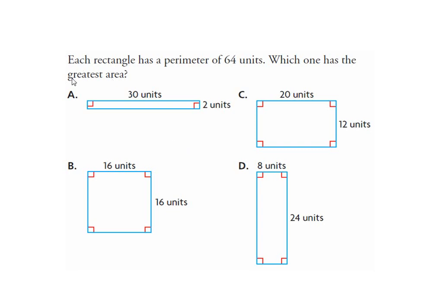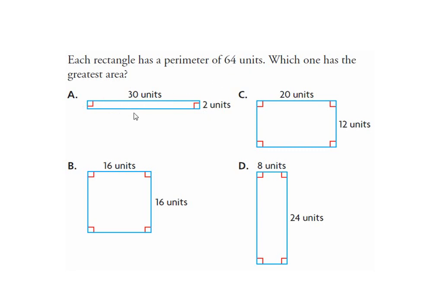So now the first situation is this. For example, here all these shapes are rectangles, right? And each rectangle has a perimeter of 64 units. And then which one has the greatest area? So this is to get the largest area. So how can you get the largest area with a given fence, a given perimeter of the fence? Okay. So for example, this one, it has a perimeter of 64 units.